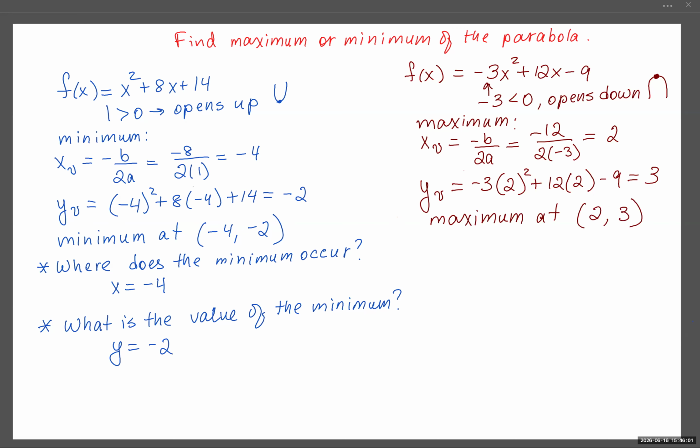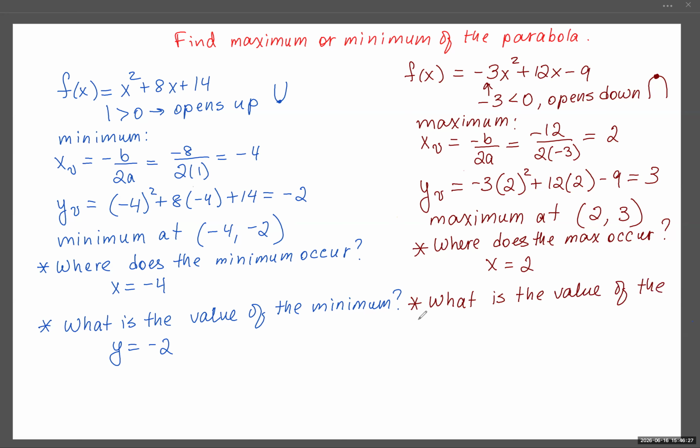And then again, the same types of questions are valid here. Where does the maximum occur? And that is the x-coordinate of your vertex. And then what is the value? And that is the y-coordinate of your vertex, which is 3.